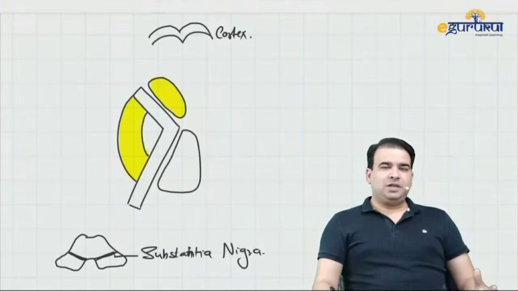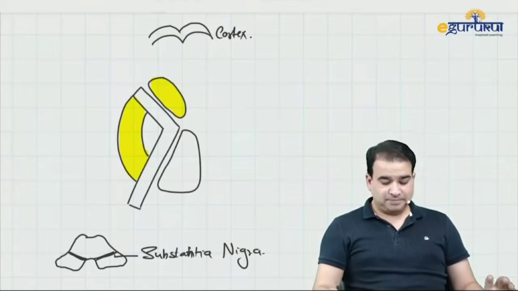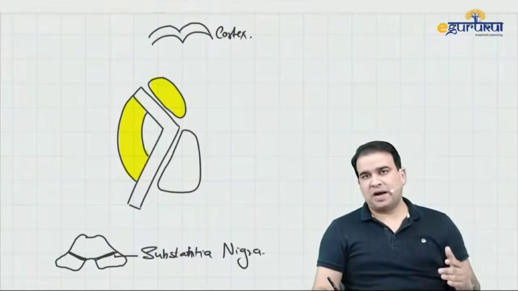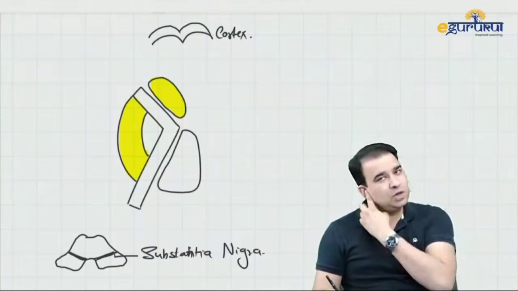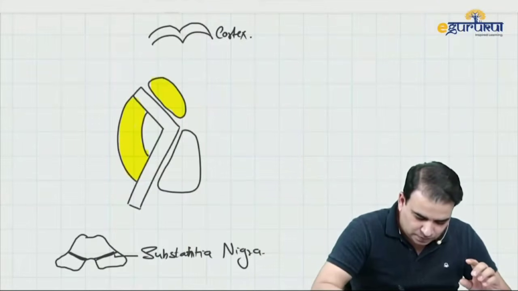So we said we have three main types of afferent fibers which are coming into the corpus striatum. First is the corticostriate fiber, from the cortex to the corpus striatum. The corticostriate fibers will come mainly into the putamen.